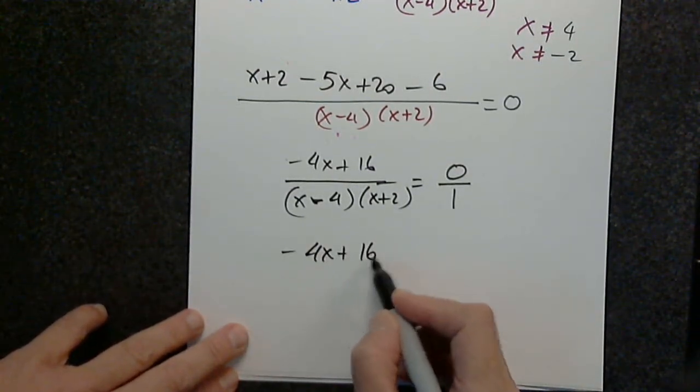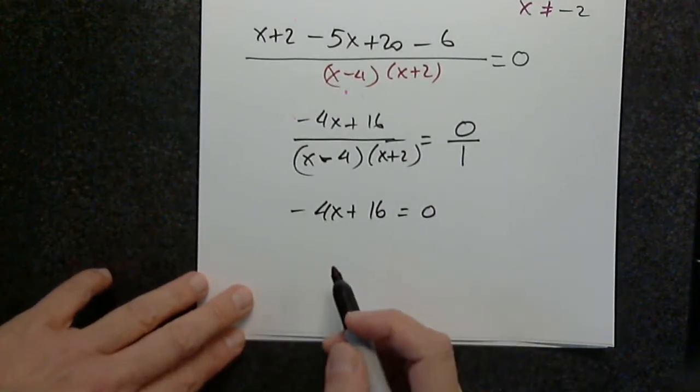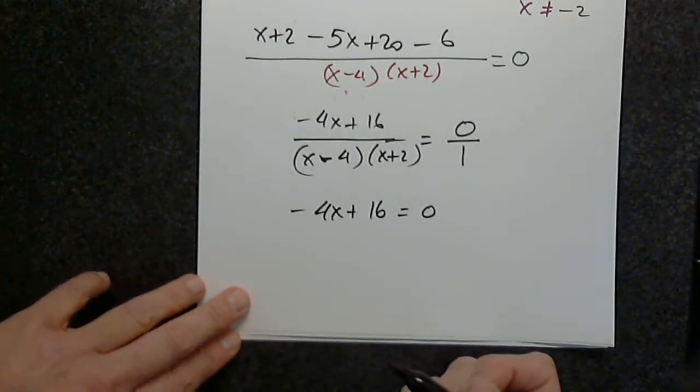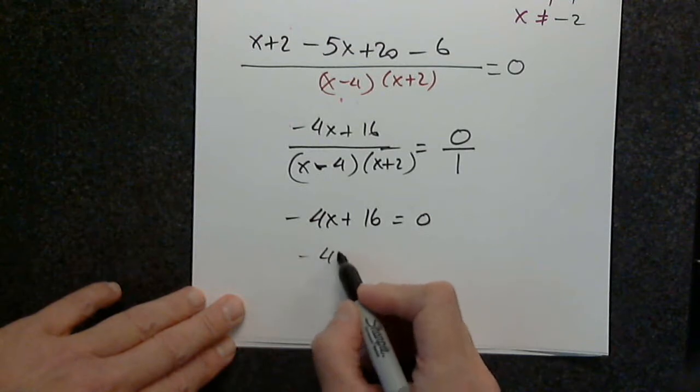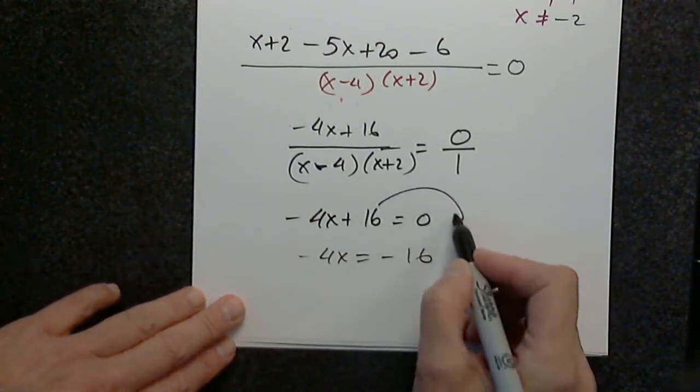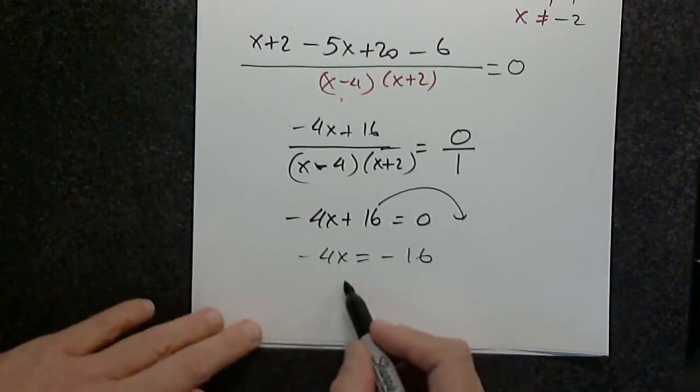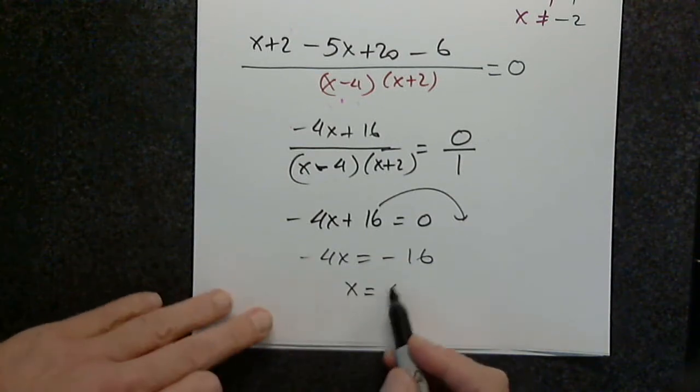Awesome. What type of equation is this? It collapsed into linear. So negative 4x equals negative 16. I'm moving this term. So therefore x equals 4. Excellent.